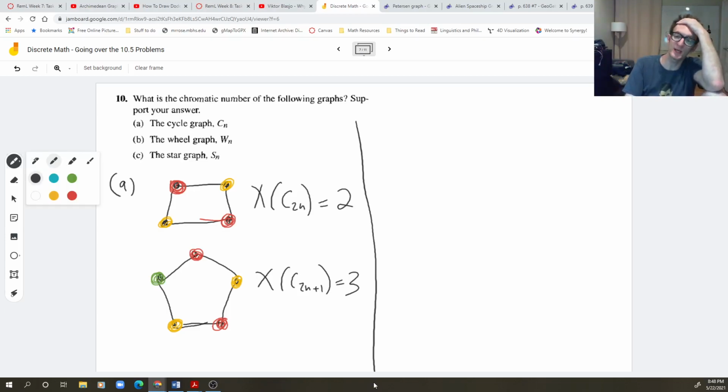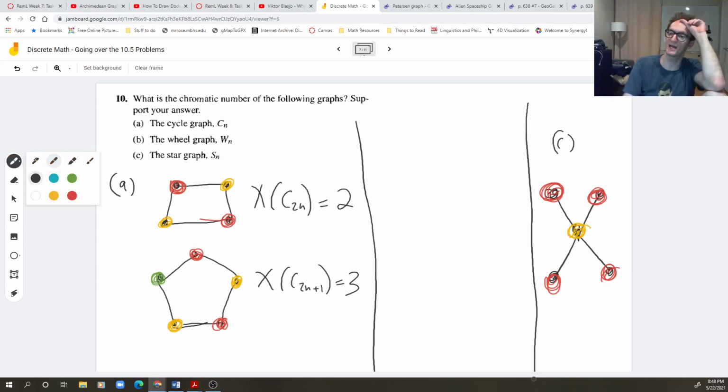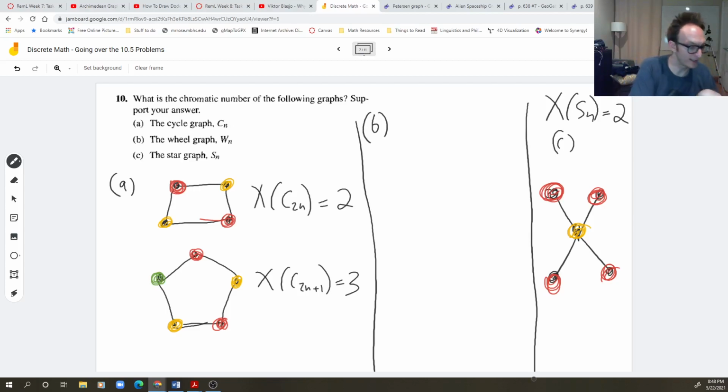All right, stars and wheels. Stars, I feel like, are kind of a little bit stupid. Unless I'm misremembering, the star just kind of looks like that. So I think the number in the star graph is totally irrelevant. In fact, every star graph is just bipartite. And if every star graph is bipartite, then the chromatic number of any star graph is in fact 2.